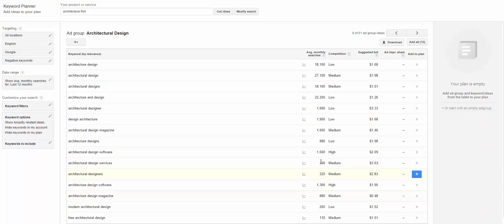And then you can also see here the average number of monthly searches, architectural design versus architecture design. And you use those varieties and those variances to help you define and improve your search engine optimization strategy.